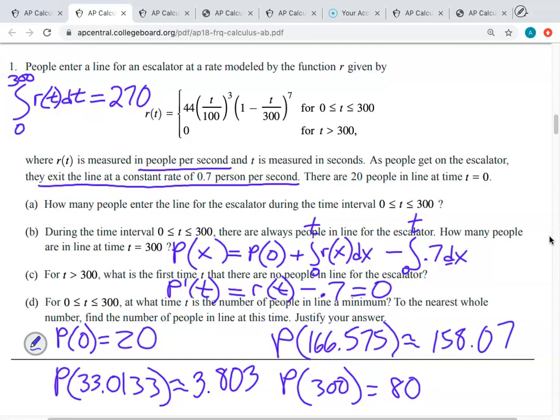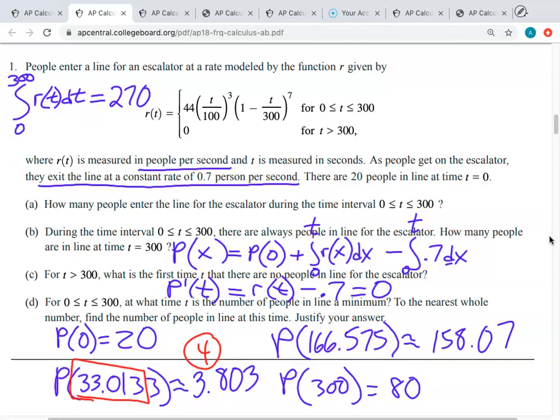So, what would my answer be? I would say that the number of people in line is a minimum at time 33.013. And then to the nearest whole number, the number of people in line at this time would be 4. Now, the College Board, when you're talking about people, there are some students who very firmly won't round up. Like if you have 3.8, that's 3. The College Board understands that, so they would probably accept the 3 or the 4.